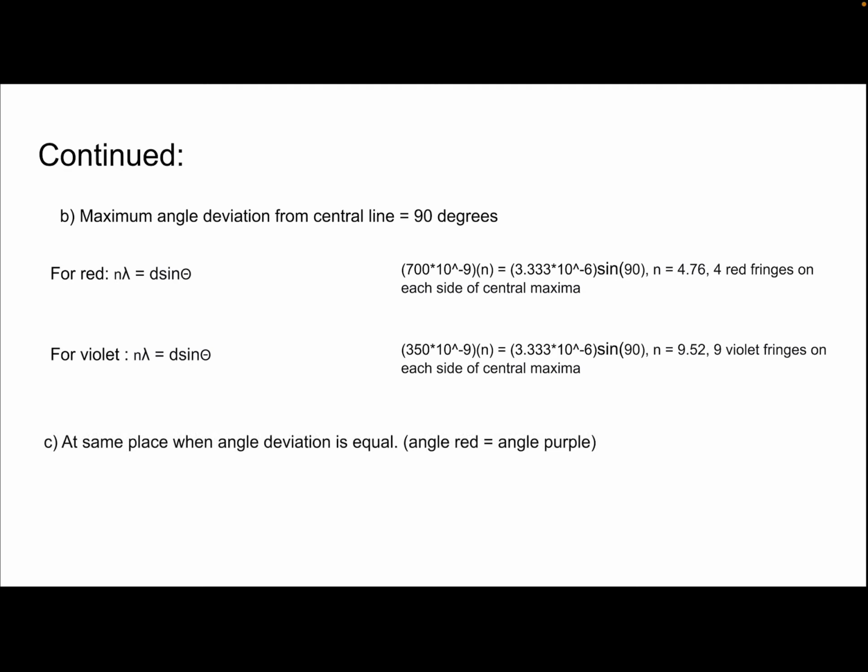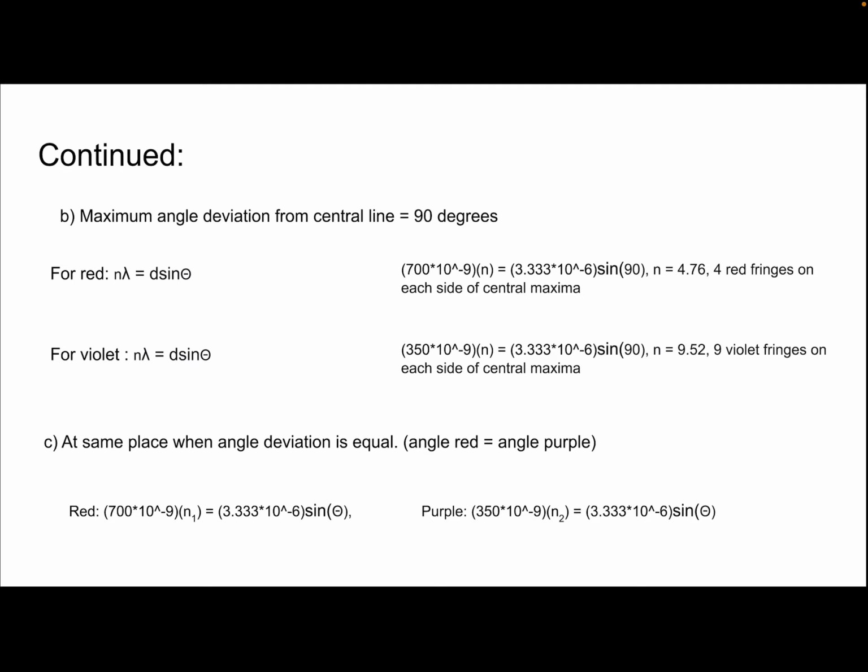All right, so question C. A red fringe will arrive at the same position as a violet fringe when the angle deviation is equal. So that's when the angle of the red is equal to the angle of the violet light. We write out n lambda equals d sine theta for both. We don't know the particular order in which they will overlap, or at what particular angle this will happen. But all we know is that the angle is the same, because they're at the same position on the screen, which means the angle of deflection theta must also be the same. So theta red equals theta violet.